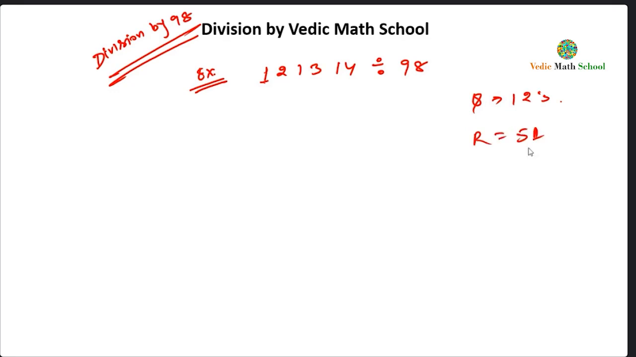Okay. Anyone else getting the answer? Sir, quotient 1237 and remainder 88. Very good. This is the correct answer. How did you get this remainder?